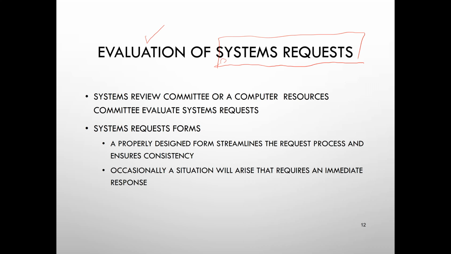Normally, each organization must have a system review committee, or computer resources committee. So it depends on the company. Some companies may just use their CEO only to make a decision. Sometimes in some organizations, the CEO doesn't know much about IT. He or she may have to ask the IT manager, IT director, or the CIO to help, being the system review committee as well, to help evaluate the information system request.